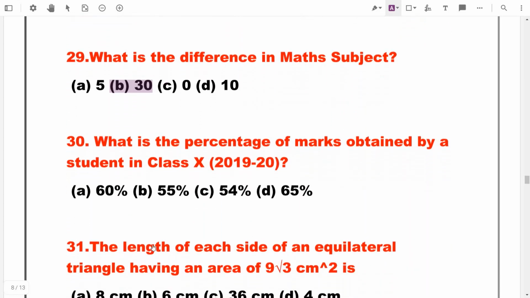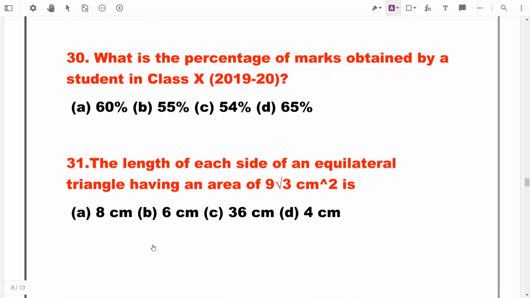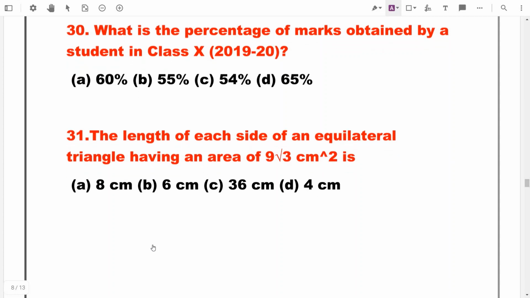30th question, what is the percentage of marks obtained by a student in class 10, 2019 to 20? Options are 60%, 55%, 54%, 65%. Answer C, 54%. 31st question, the length of each side of an equilateral triangle having an area of 9 root 3 centimeter square is 8 centimeter, 6 centimeter, 36 centimeter, 4 centimeter. Answer B, 6 centimeter.